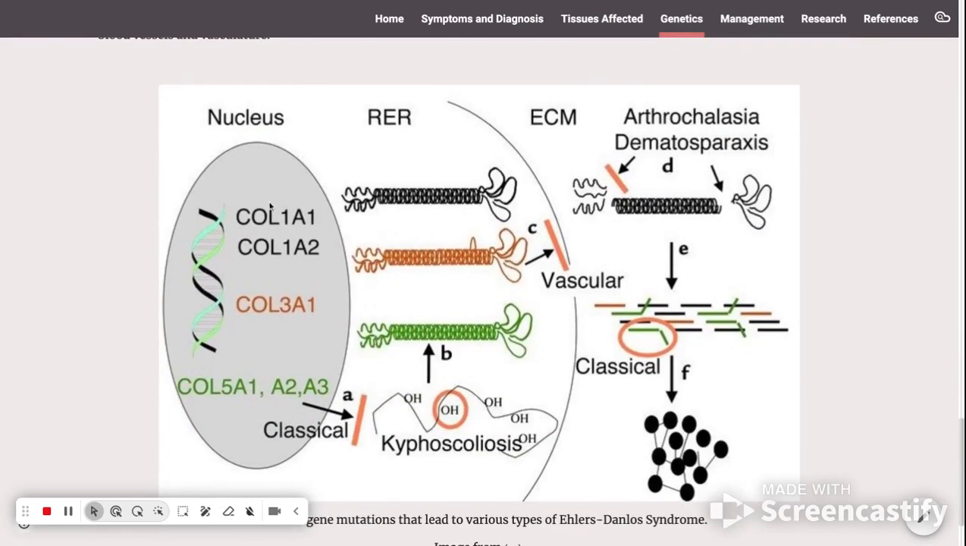Here in this figure, we can see all of this summed up, so exactly which genes are impacting the different types of Ehlers-Danlos syndrome. And of course, hypermobile is not discussed because, again, we do not know the gene.